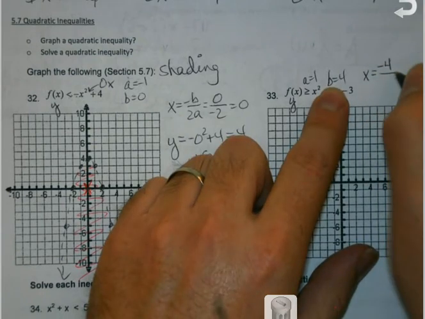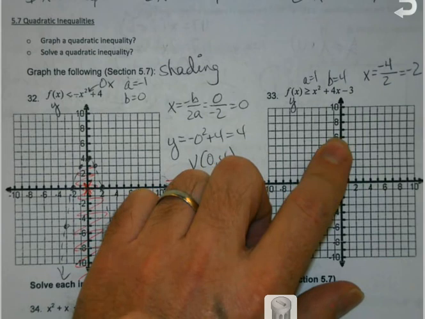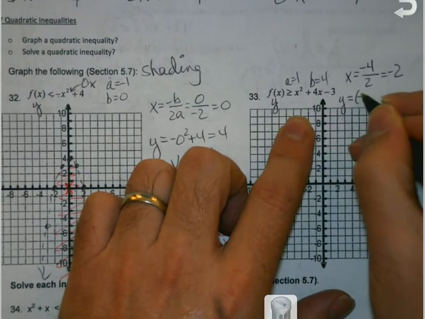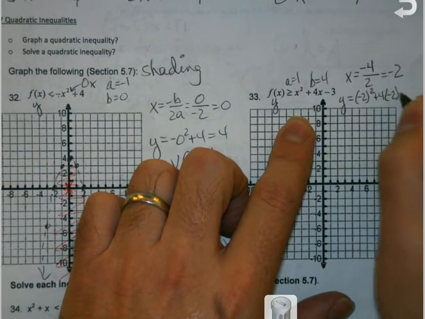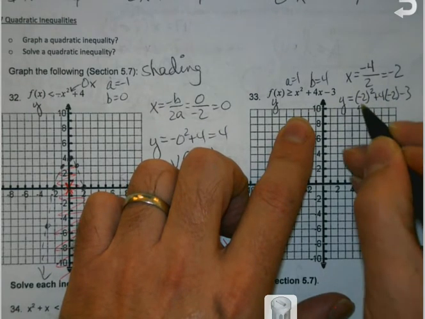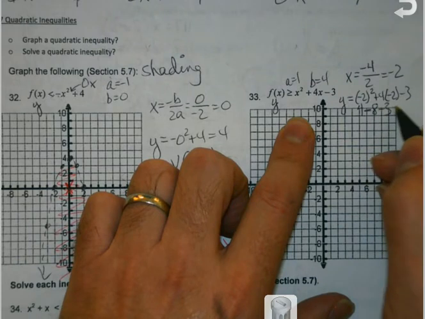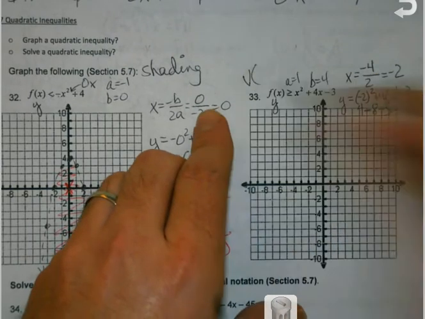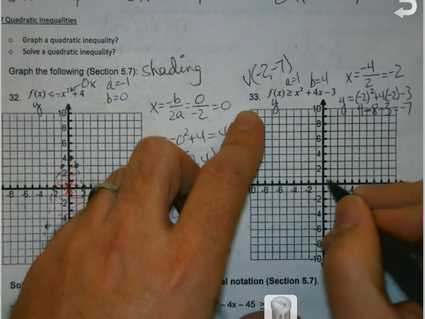Negative b over 2 times a. So then my y value, I would just plug on in. Get 4 minus 8 minus 3 would be negative 7. So my vertex is at negative 2, negative 7.